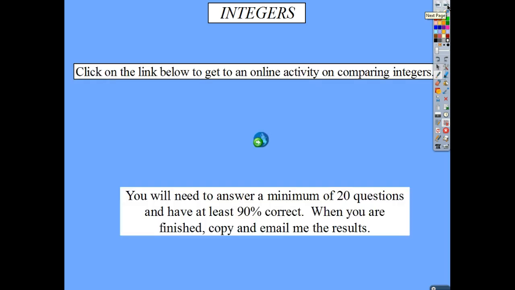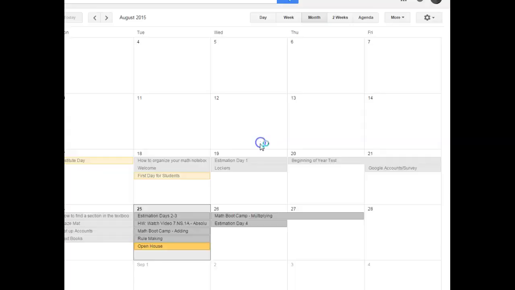There's an activity, okay, and I'm actually going to email you the link. All right, it's going to be the second link on the email. What I want you to do is I want you to go through it and I want you to compare the numbers. Okay, it's about comparing integers, and you're going to need to do at least 20 questions, and I want you to get at least 90% when you're done. So I'm going to walk you through this real quick. Okay, this is what the website is going to look like.